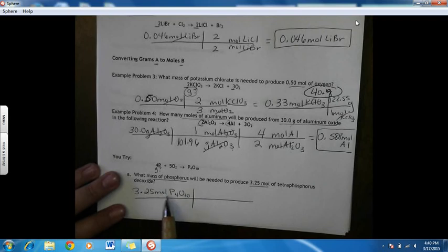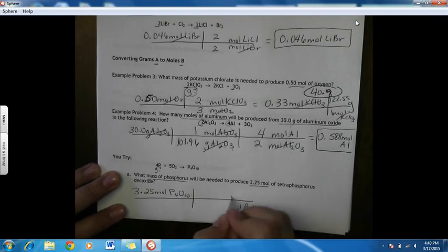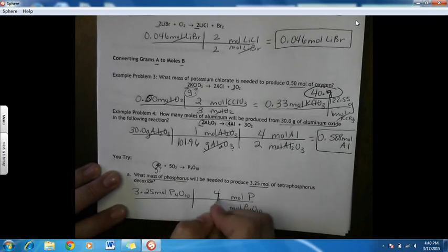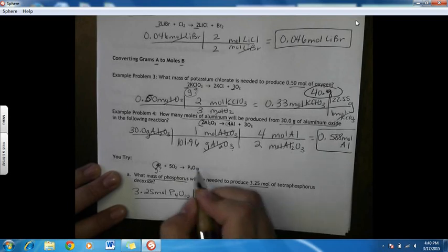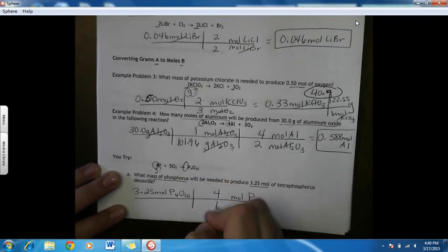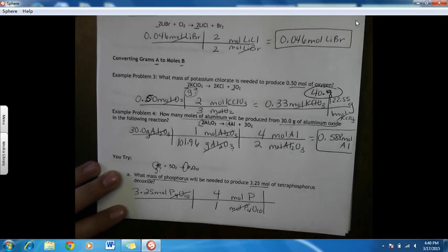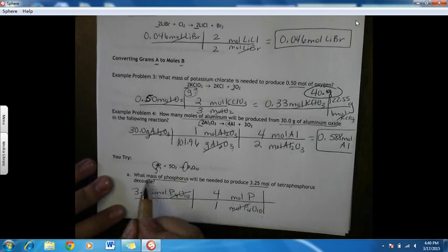So moles of tetraphosphorus dioxide, we put that on the bottom, so that unit would cancel. And the moles of the phosphorus that we want on the top. Now what's the mole ratio? Well, it says we have 4 moles of phosphorus for every, and then no number would be an understood 1. Okay, and so our moles of tetraphosphorus dioxide cancel. Now we have moles of phosphorus, but what we really want is the mass. We're looking for grams.